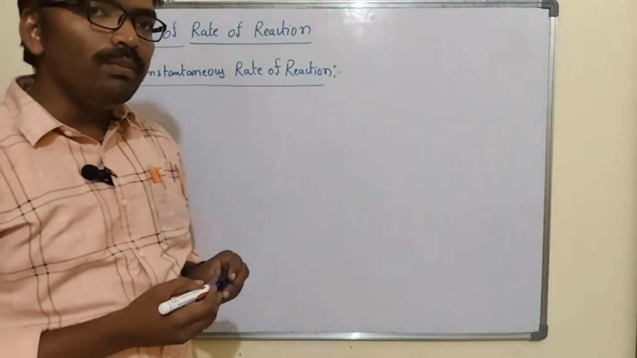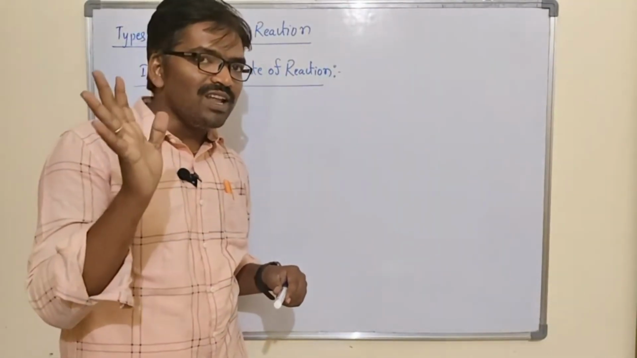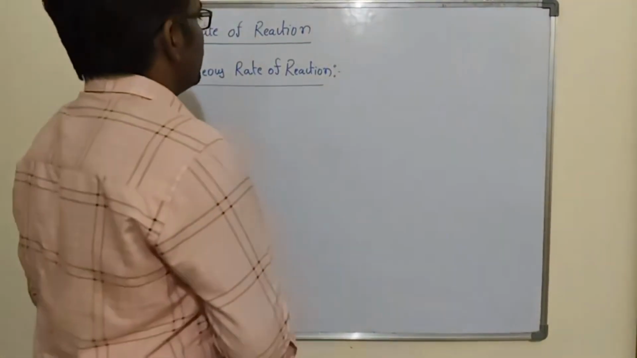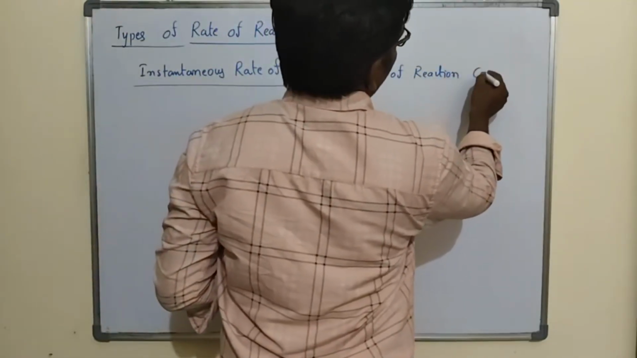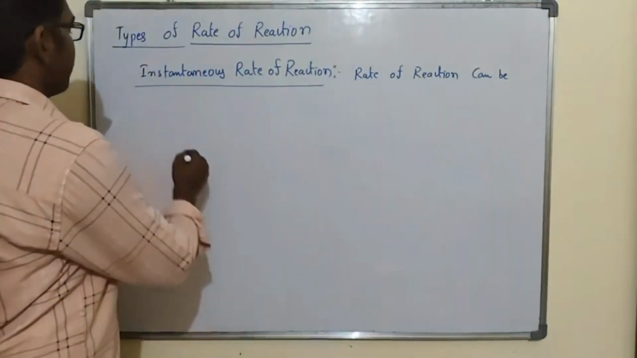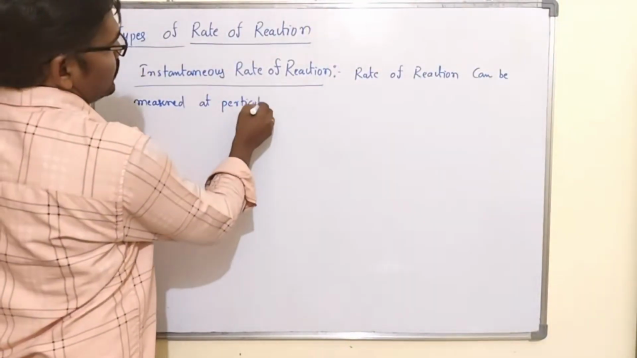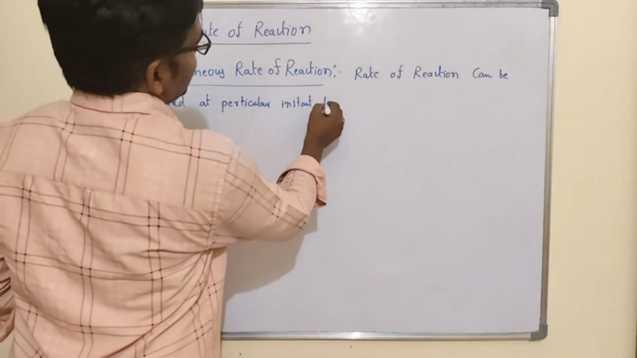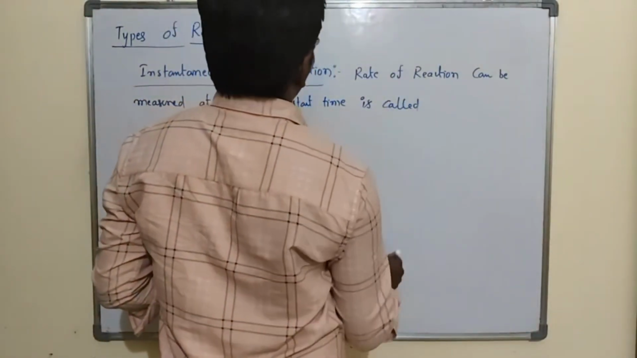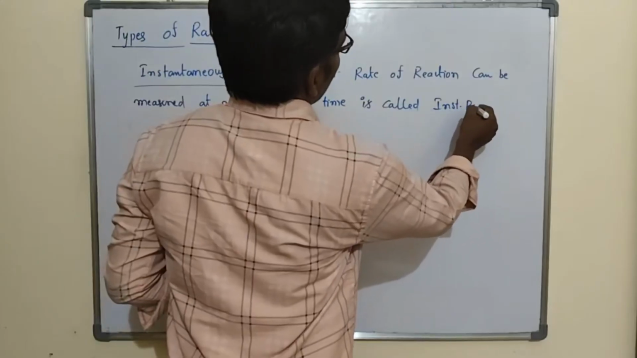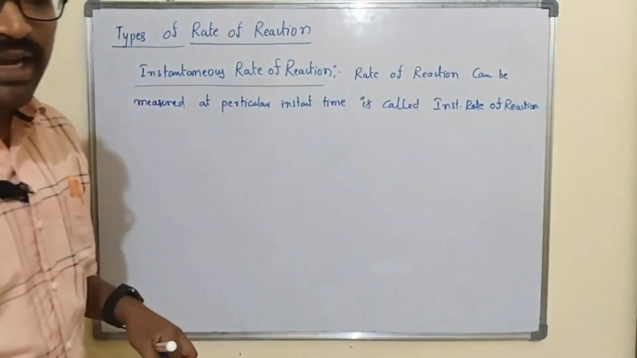The rate of reaction measured at a particular instant of time is called the instantaneous rate of reaction. Remember, my dear students. So this is the instantaneous rate of reaction.